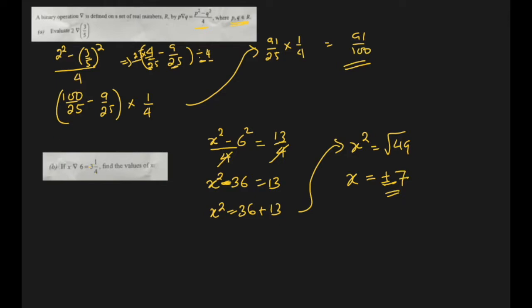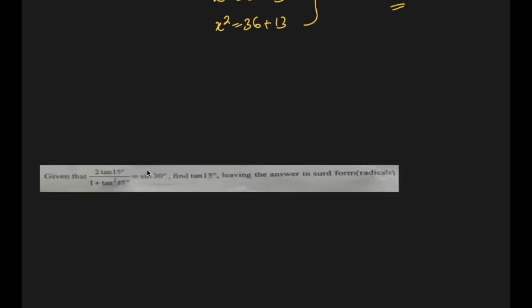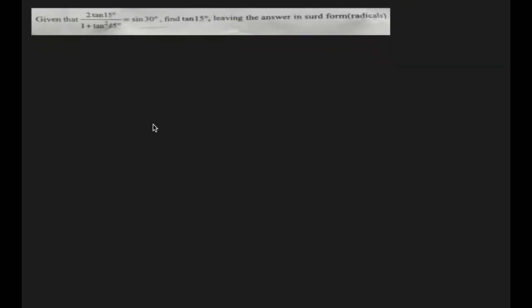What about question number 3? This is question number 3. Given that 2 tan 15 over 1 plus tan square 15 is sine 30, find tan 15. Even though you could have used your calculator for this, just put tan 15 and you get your answer. But because it's an independent full question, you need to use the identity they have given here.